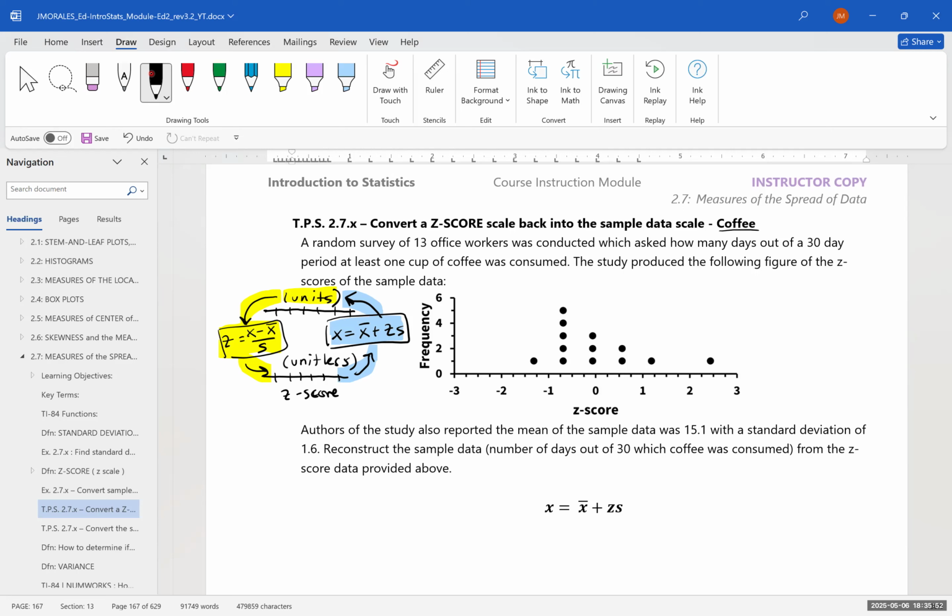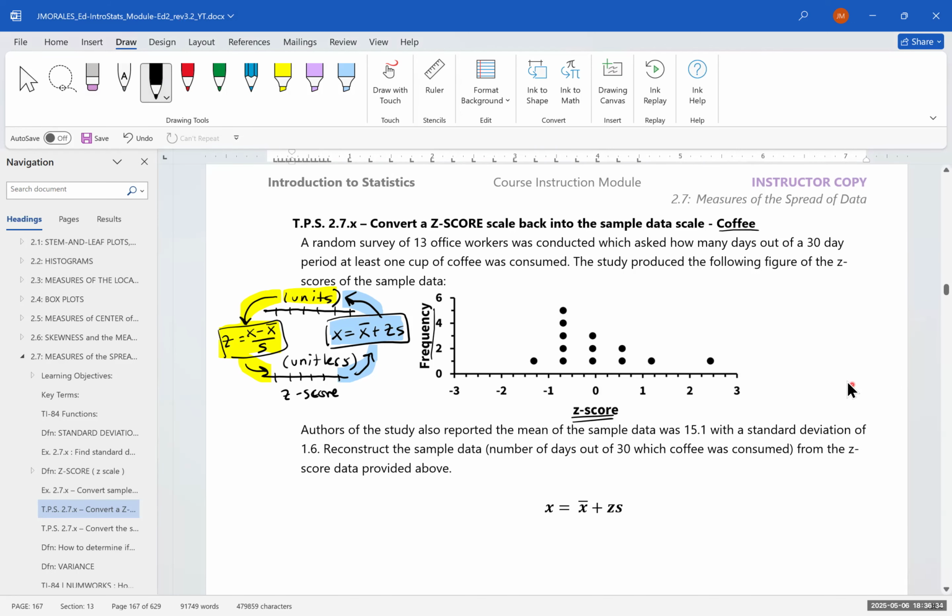A random survey of 13 office workers was conducted, which asked how many days out of a 30-day period at least 1 cup of coffee was consumed. The study produced the following figure of the z-scores of the sample data. Notice the sample data we're looking at is in z-scores versus frequency. What makes this graph a little difficult to read is that these points aren't exactly on a tick mark. They're a little off.